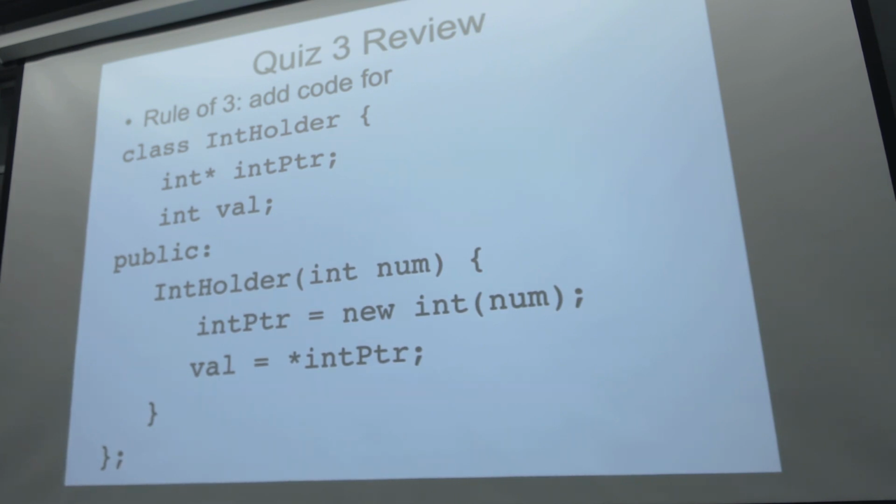What else do we need? We need a copy constructor. Looks like a constructor, and another object comes in of int holder type. And we're going to make it a const int holder reference to other. Why this instead of just an int holder?